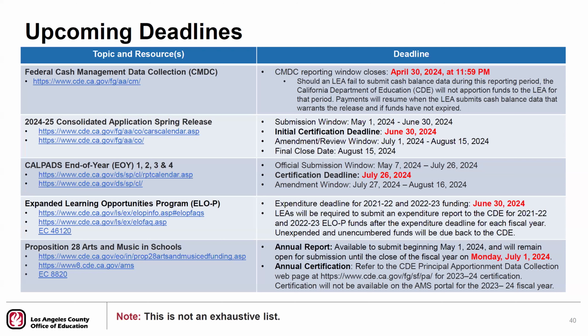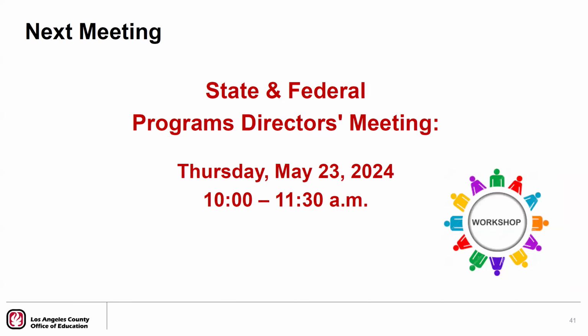So again, we just want to make sure that as you're closing out the year and things are really busy, you keep all of these deadlines on your calendar so that you're not hit from behind when CDE knocks on your door. This isn't an exhaustive list. So we want to invite you to our last meeting of this 23-24 school year on Thursday, May 23rd, from 10 to 11:30. And so that's it for today.